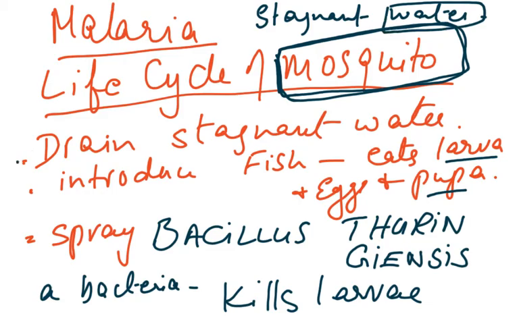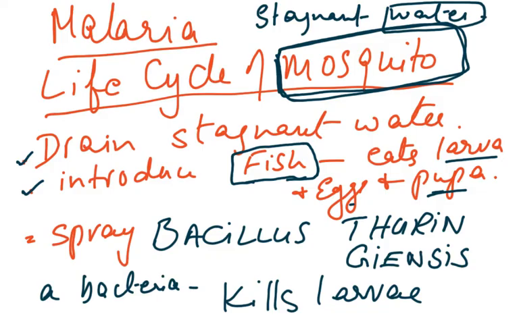So one way is to drain the stagnant water, which is not possible if there's miles and miles of stagnant water in places where there's a lot of rain. And if there are little puddles of water, yes, we can drain those. The second method would be that we introduce fish. This is of course a form of biological pest control, because the fish will eat the larvae and the eggs and the pupa. So the number of mosquitoes will decrease. Introducing fish is using one organism against the other, and this is called biological pest control.